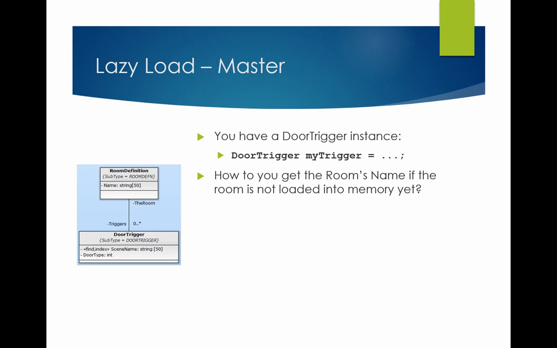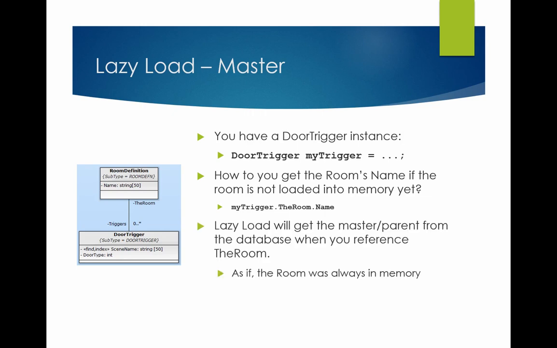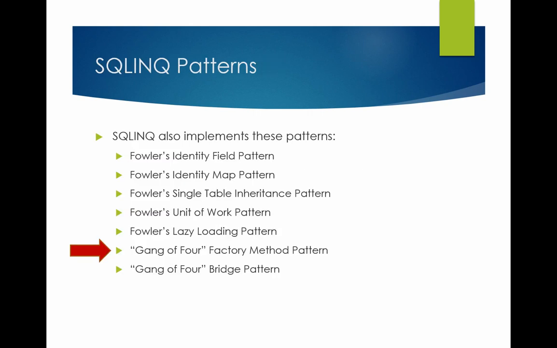Works the same way for the master. Basically works the same way. So how do you get the room's name? Well, you just simply reference it. Say my trigger, the room name. And when you reference the room, it basically loads in that reference into that object, and it looks as if the room was always in memory.